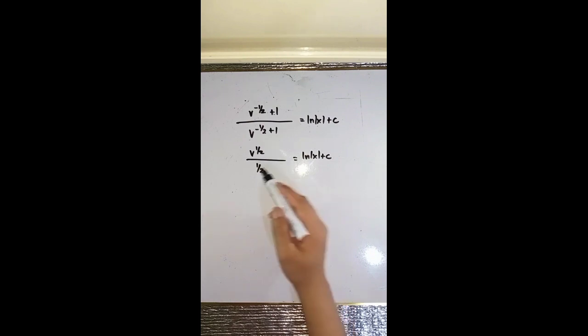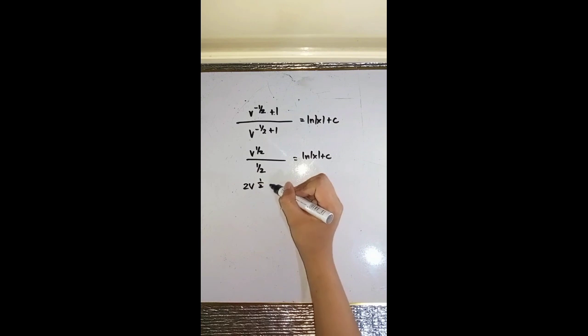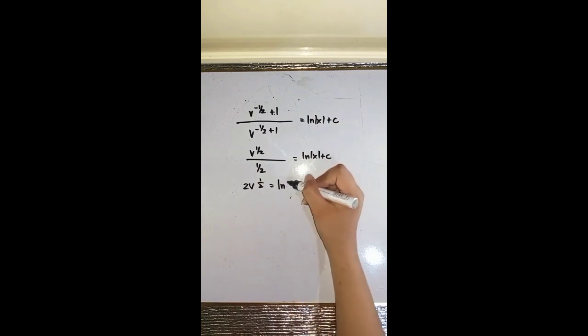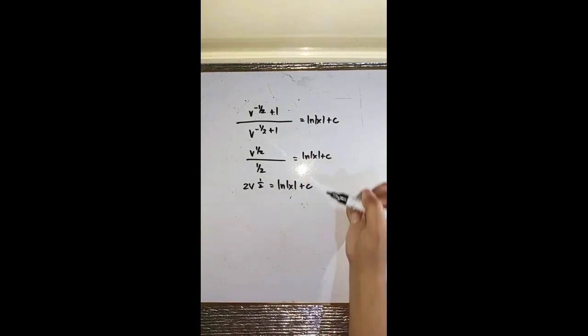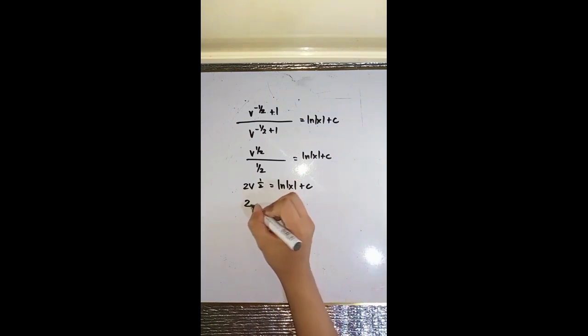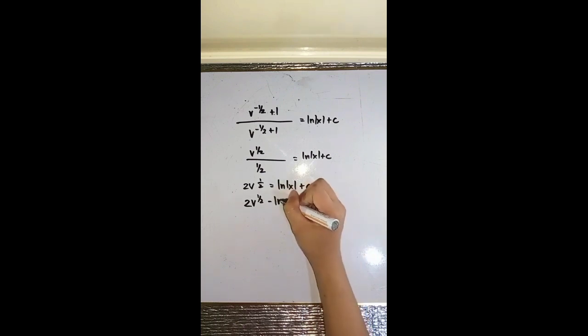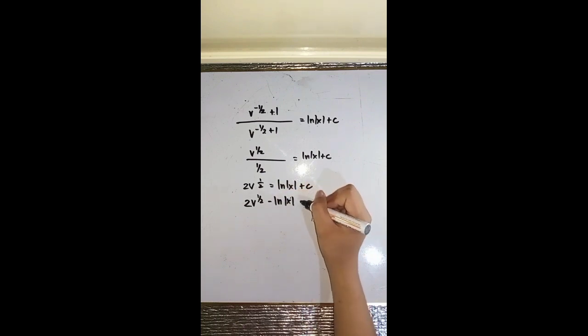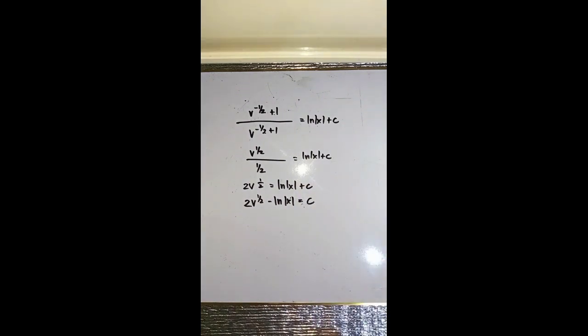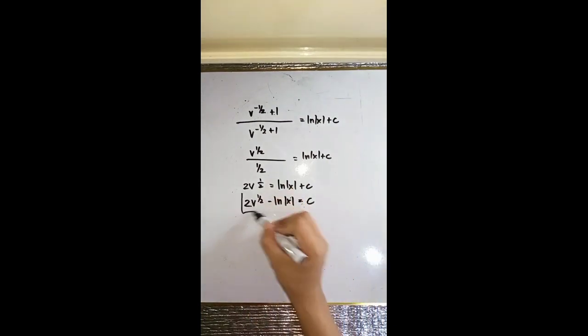So we can further simplify this. 2v^(1/2) over 1/2 will become 2v^(1/2) equals ln x plus the arbitrary constant c. Now this can be an answer, but we can simplify this further, so it will become 2v^(1/2) minus ln x equals c. So this is our final answer. Thank you for watching. I hope to see you again next time.